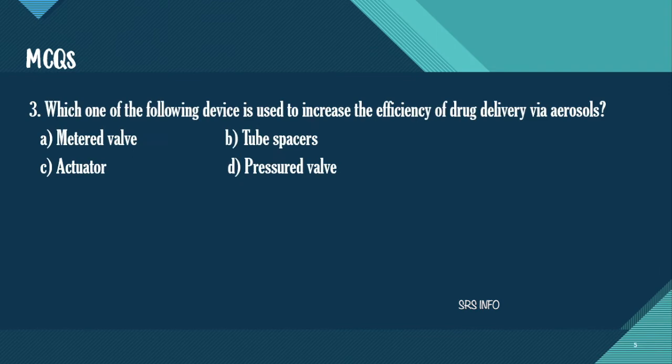Which one of the following devices is used to increase the efficiency of drug delivery via aerosols? Aerosols are administered mainly through inhalers. To increase the efficiency of drug delivery via aerosols, we use tube spacers. This device is used to increase the ease of administration of aerosol medication from a metered dose inhaler.